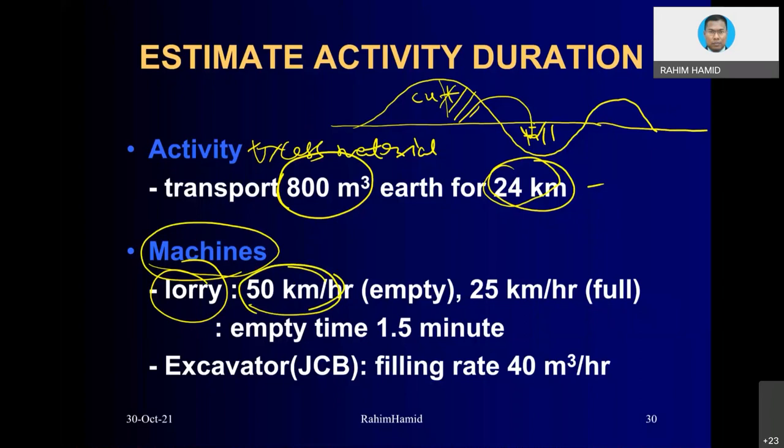Let's say empty, it is much faster, 50 kilometers per hour. And if you are running at full capacity, with all the loaded material, it is a little bit slower. Let's say you need to empty the lorry, it will require about 1.5 minutes. And then the excavator is going to fill up your lorry at, let's say, 40 cubic meters per hour. That is the data that you need.